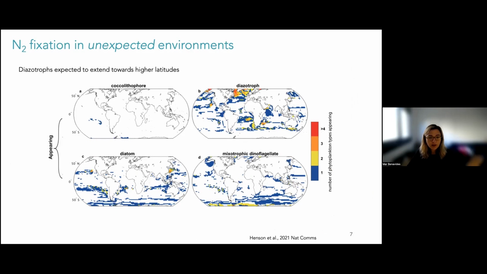Also, when we look at models, this is, for instance, the outcome of a species distribution model towards the end of the century. Models like this predict that diazotrophs are going to extend towards polar regions. For instance, here you can see that we expect an increase in appearance of new diazotroph groups in higher latitudes. So this is something to worry about: how are diazotrophs going to impact higher latitude ecosystems in the future ocean?